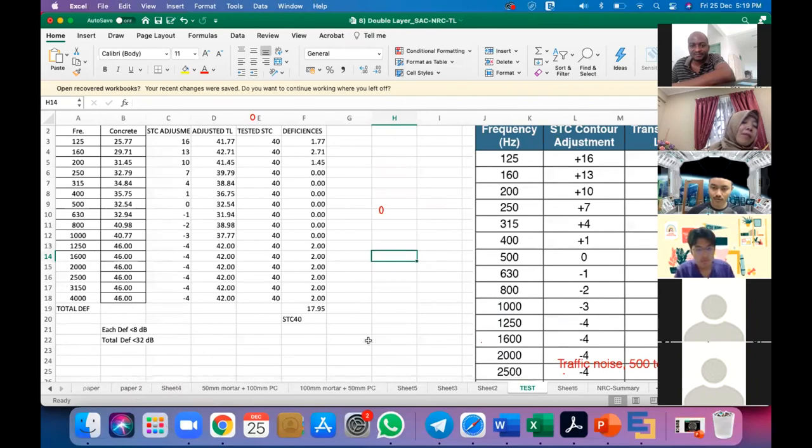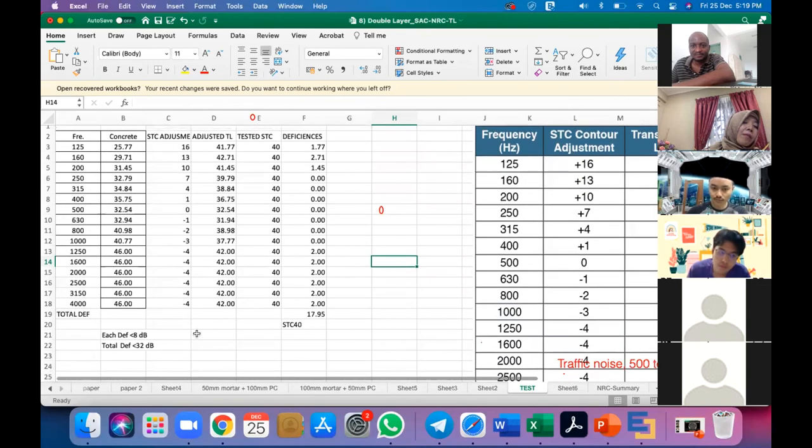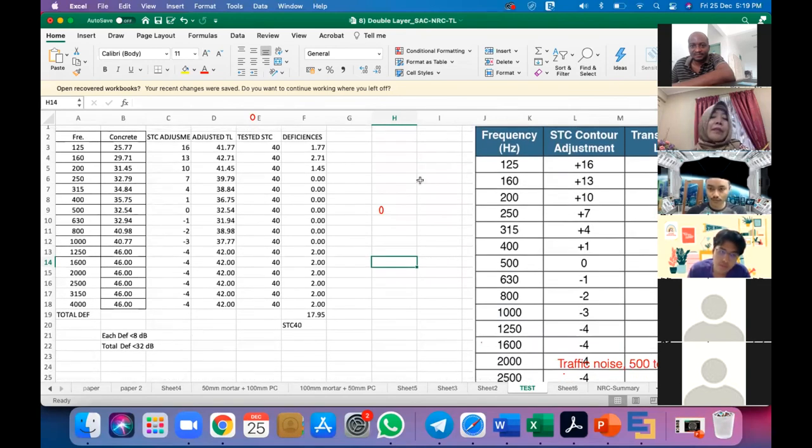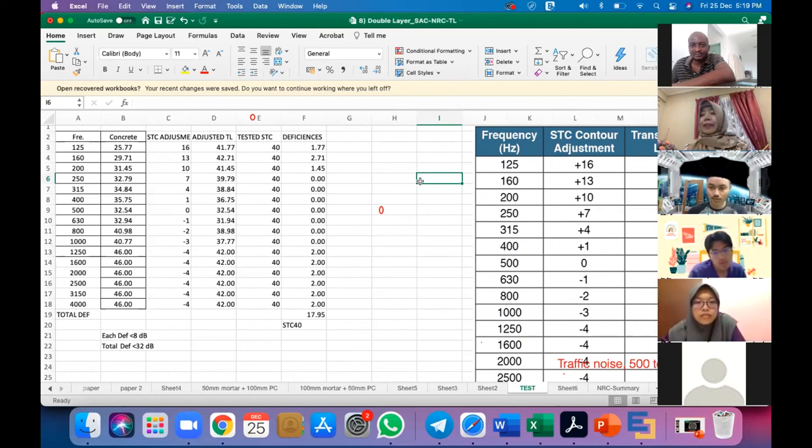So doctor, regarding the STC test you mentioned, we cannot fix just one number, meaning we have to try and error. Yes, try and error. Okay. Doctor, just to double confirm for the background noise level measurement, in the classroom we use 1/3 octave, right? Yes, 1/3 octave band. Okay, doctor. Thank you.